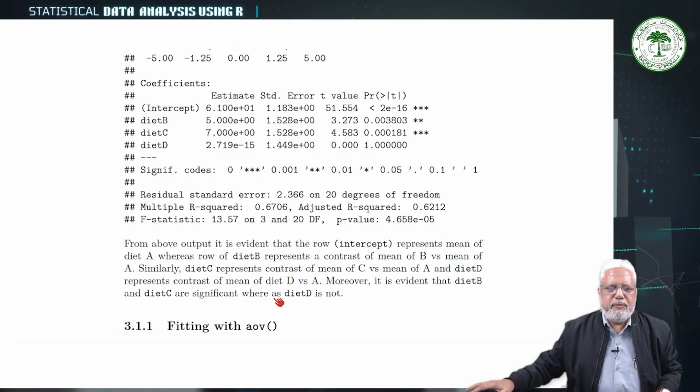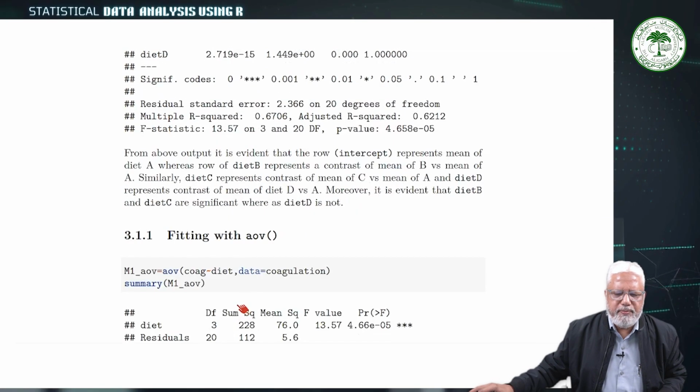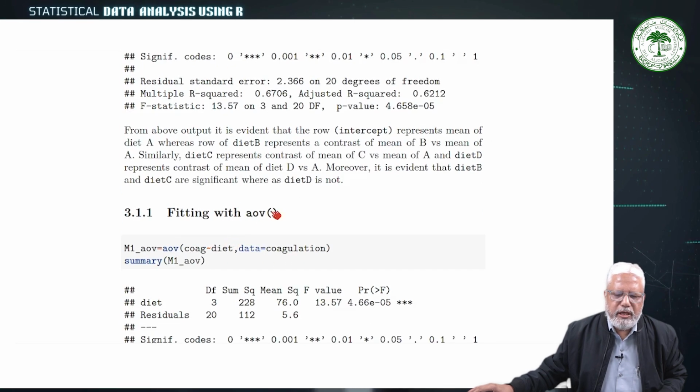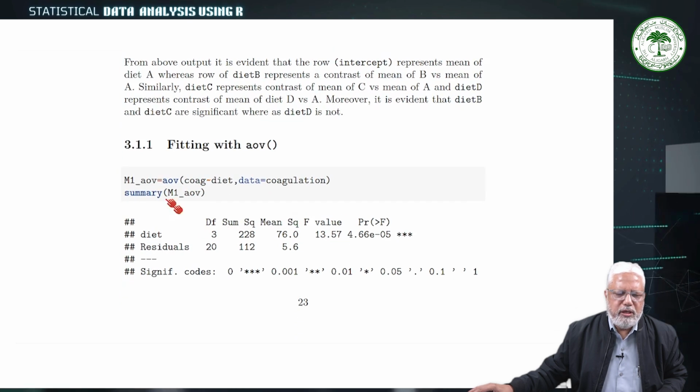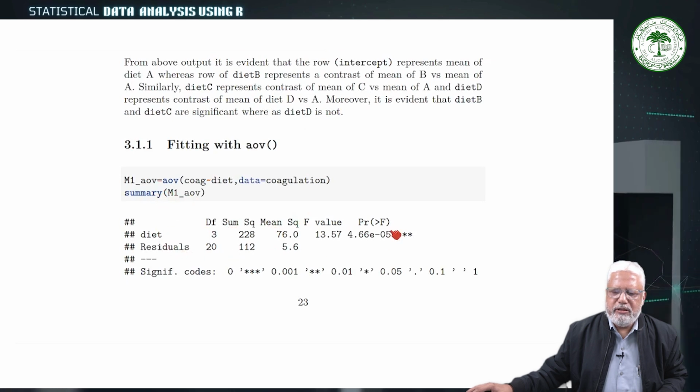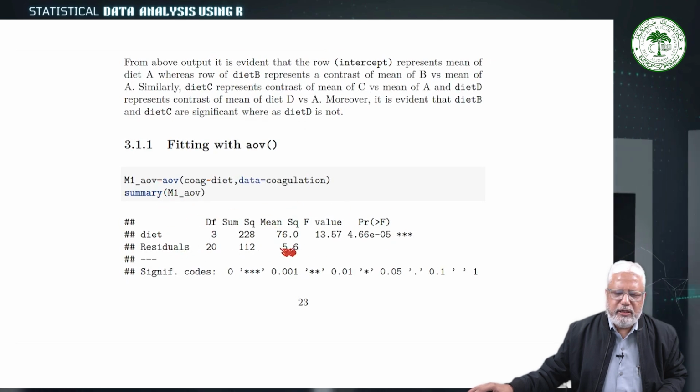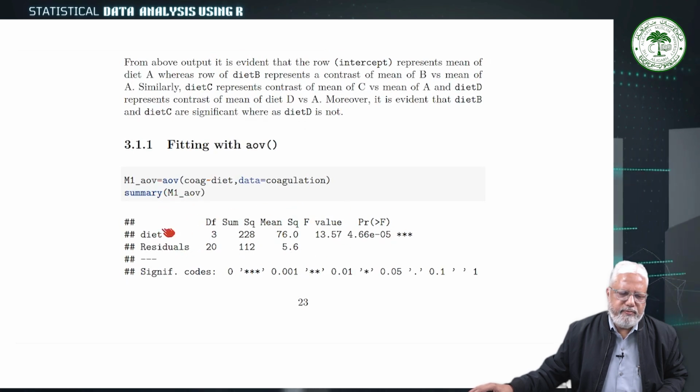Well, my dear participants, now I am going to fit the same coagulation data with AOV. AOV stands for analysis of variance. So, here m1 is aov of coagulation versus diet, with data equal to coagulation. Summary of m1 gives a different kind of summary, known as the analysis of variance summary.